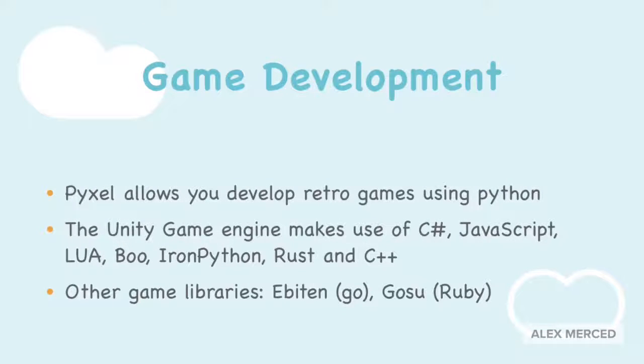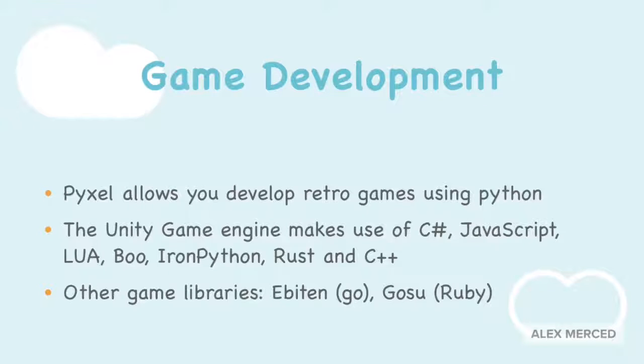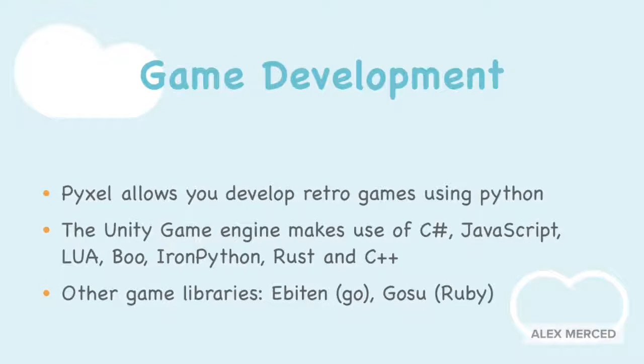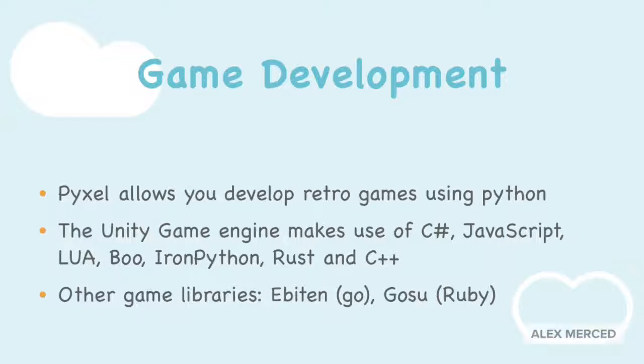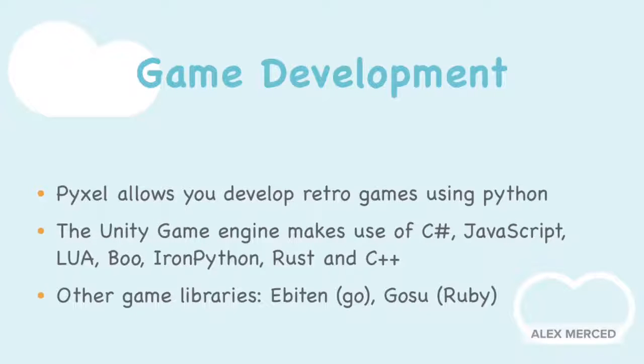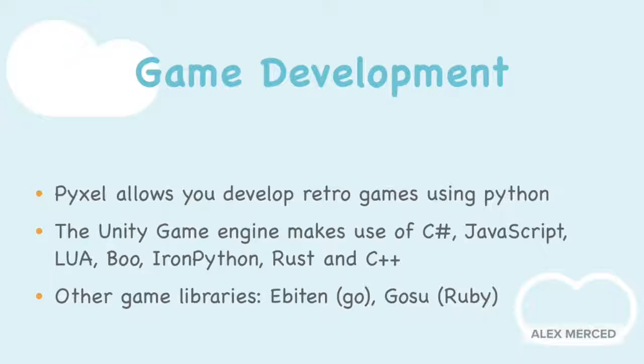When it comes to video game development, you can develop games in pretty much any language, but a couple frameworks that are created for game development are things like Pyxel, which is a Python-based retro gaming platform. The Unity game engine, which is really popular for making video games, especially in 3D, makes use of many programming languages such as C#, JavaScript, Lua, Boo, IronPython, Rust, and C++. And there are other game libraries in languages such as Go, like Ebiten, and Gosu using the language of Ruby.